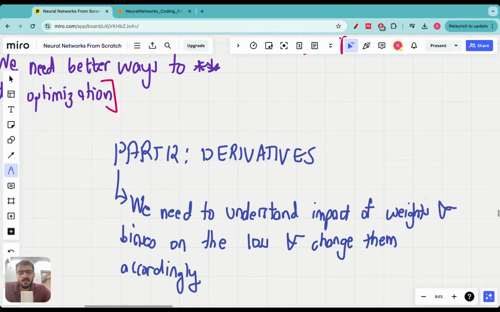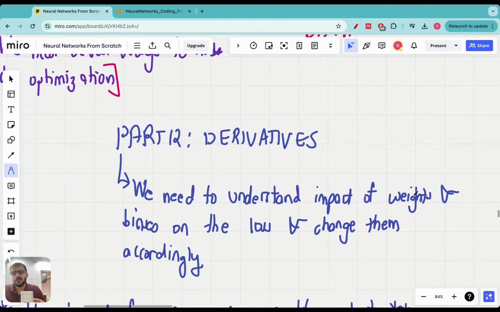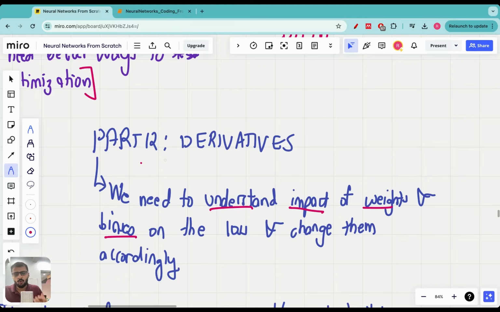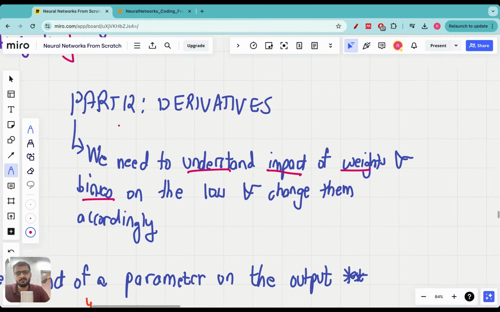The reason we care about derivatives is because if you want to adapt the weights and biases so that the loss function decreases, we first need to understand the impact of weights and biases on the loss function itself so that we can change them such that the loss function reduces. If we do not know how the weights and biases impact the loss function, it will be very difficult for us to know how to change them.